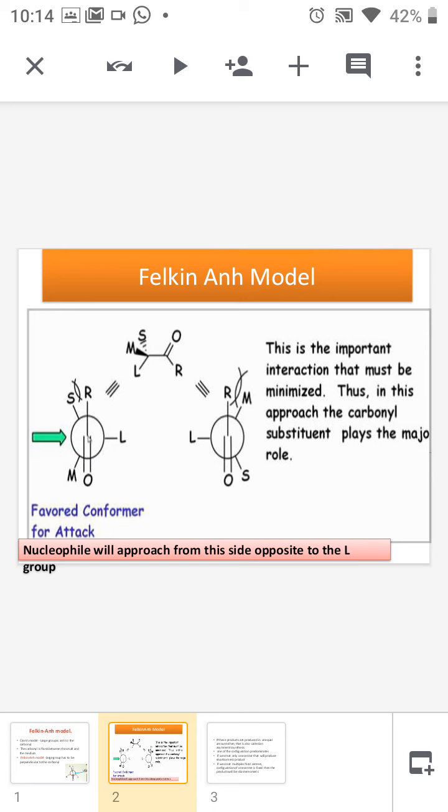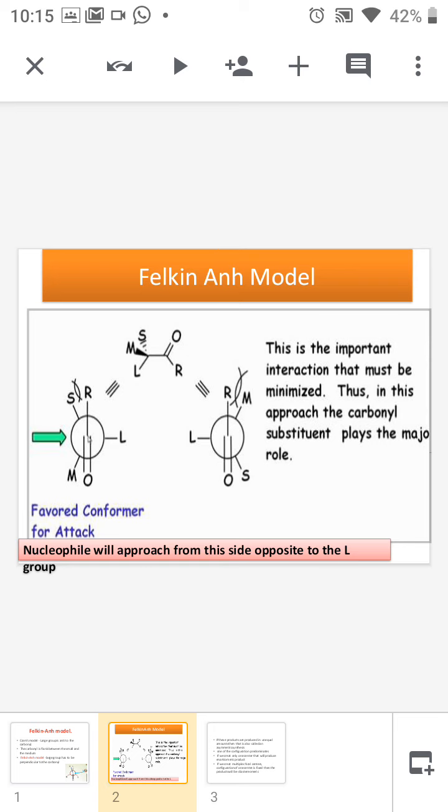So since we know that the carbonyl group is sp2 hybridized, the molecule is a planar structure, so the nucleophile can attack on the top and bottom of this plane. And according to the Felkin Ahn model, we have to write the starting material in the Newman projection formula. All the remaining things are the same as in the Cram's rule, but the only difference is that the large group is perpendicular to the carbonyl group like this.